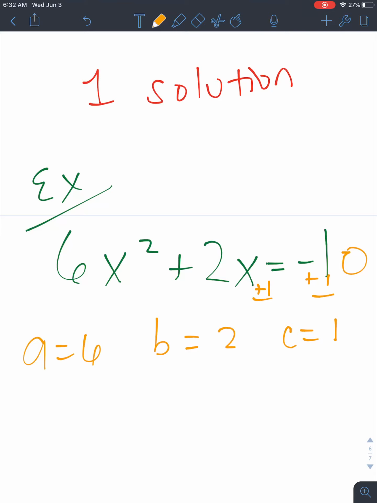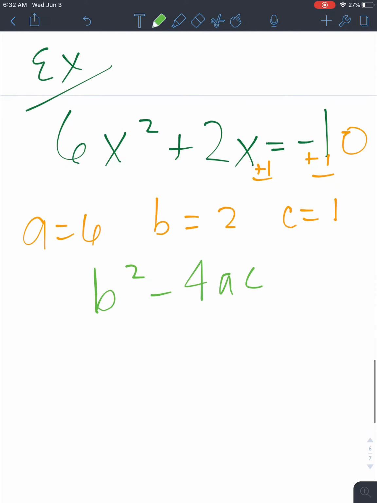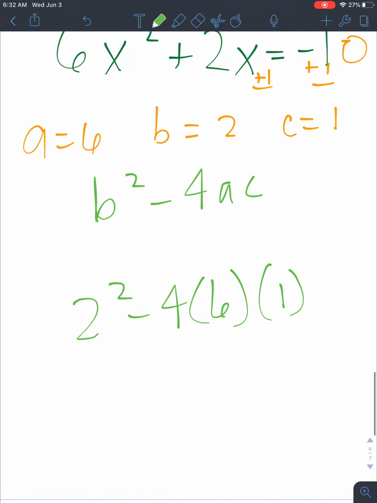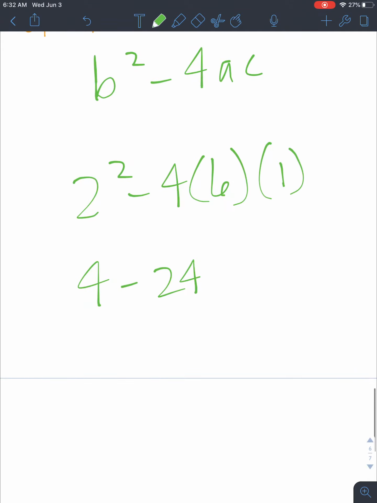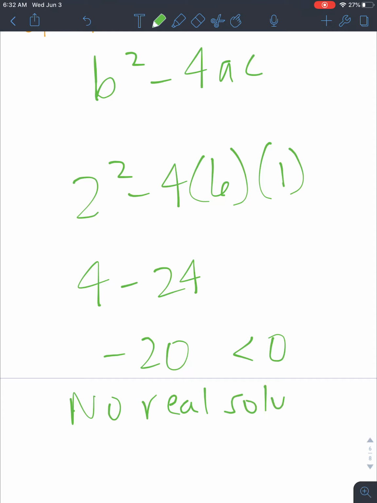All right, now go ahead and find that b squared minus 4ac. See what that equals. So you should have gotten 2 squared minus 4 times a, which is 6, times c, which is 1. All right, 2 squared is 4. -4 times +6 gets me -24. -24 times 1 is just -24. All right, so I get -20. This is less than 0. So we say no real solutions.